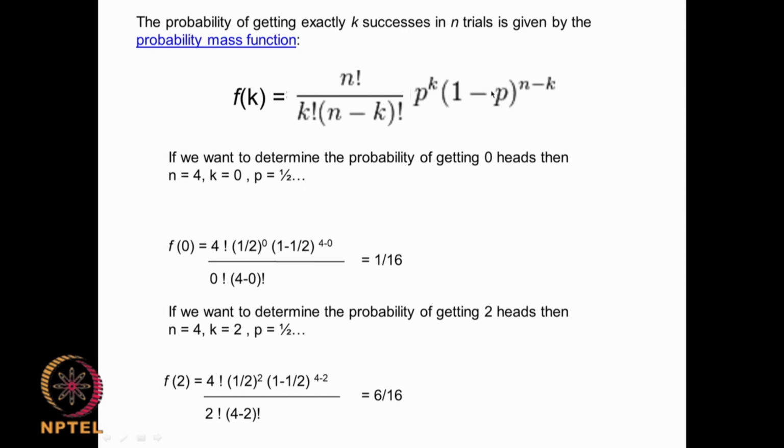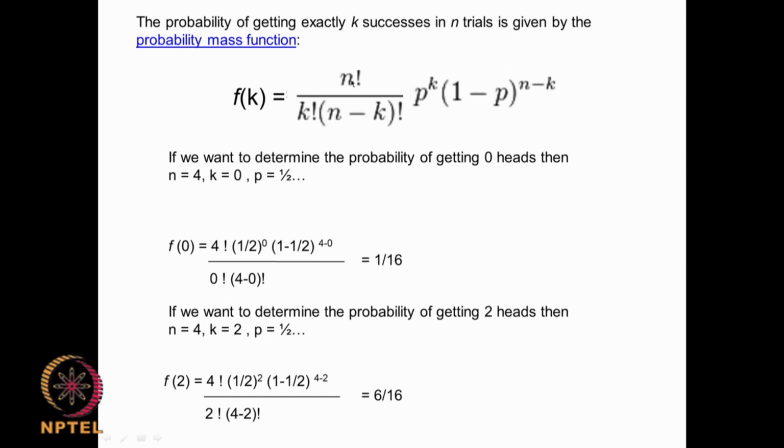So in the previous problem, I am tossing the coin 4 times, so n will be equal to 4. If I want to know the probability for 0 heads, then k will become 0, and p is half, because I can get either head or tail. So the probability p is half. So p is half, n will be 4, and for 0 heads I will put k as 0.